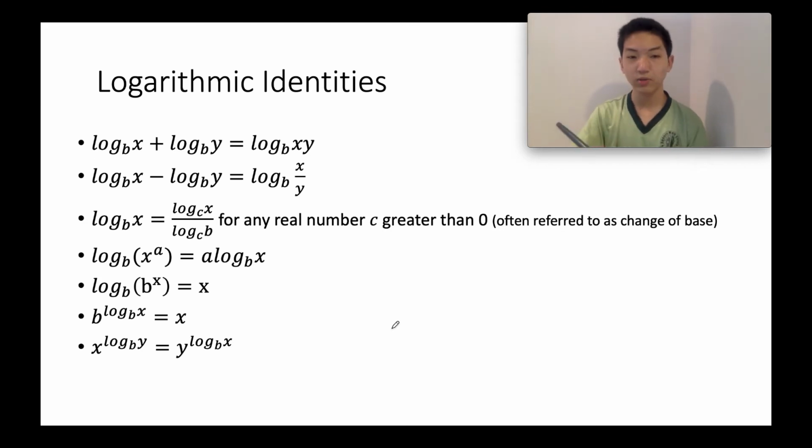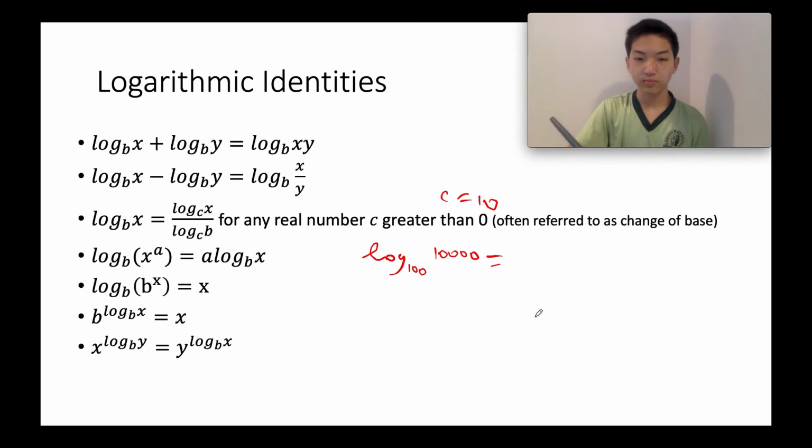So an example of that would be, let's say we had log base, I don't know, let's say log base 100 of 10,000. Well, if we use change of base, we can change the base. So let's have c equal to 10. Well, then we can have log 10,000 over log 100. Well, that'd be equal to 4 over 2, which is equal to 2.